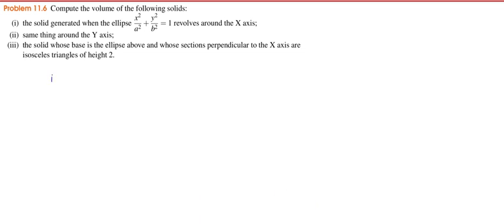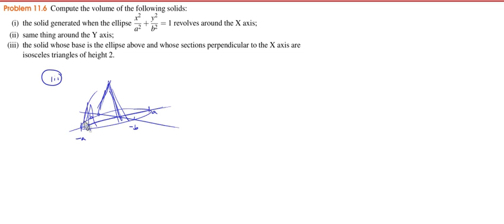Now finally 3, the solid whose base is the ellipse above, so let's try to paint it somehow. Suppose this is the x-axis, this is our point A, this is our point minus A. This is the ellipse, this is our y-axis, this is B, or minus B, and now we have our z-axis. And so at each point we have a triangle here. I don't know how to paint this, but it must be something like this. So at each point it looks like a tent somehow.